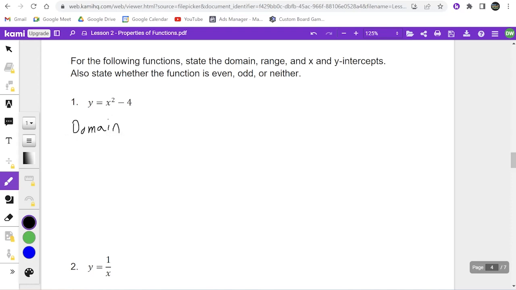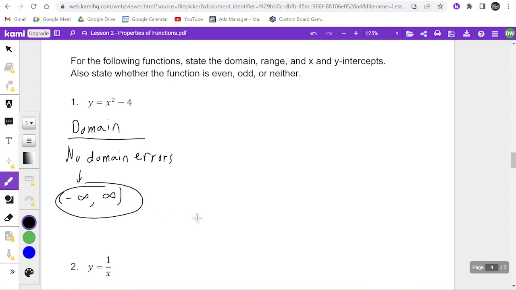First thing I do for domain, do we have any domain errors with x squared minus 4? Do we have a 0 in the denominator? Do we have a negative square root? And the answer is no for any of those. No domain errors. Great. So then you immediately write the answer is negative infinity, comma, positive infinity, and you're done. So that's the domain.